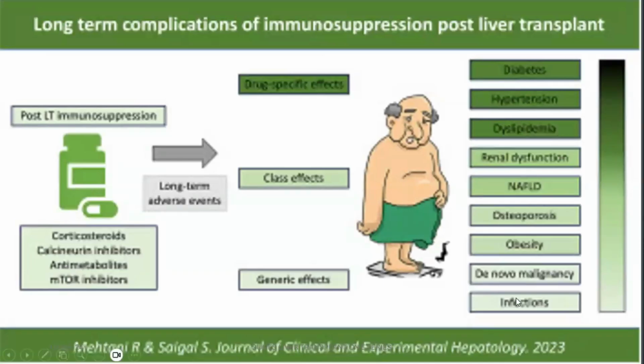Then we have what we call the long-term complications of immunosuppressive treatment. And this is just a diagrammatic presentation. I picked this from a presentation online. And these are also things that we have to look out for. They're not necessarily directly a result of the liver transplant, but because of the immunosuppression therapy, and these are just a number of them that we have to look out for in our patients.